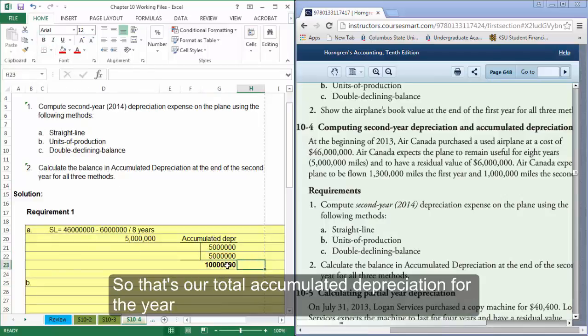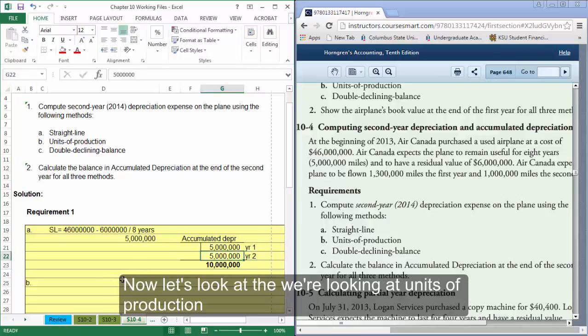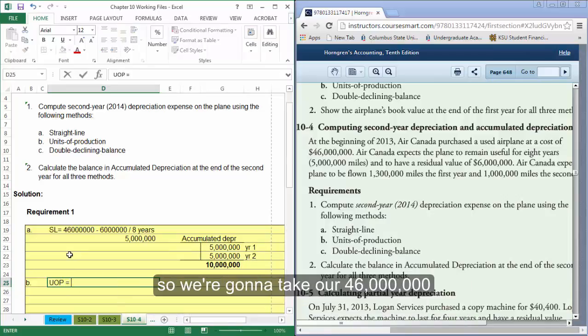So that's our total accumulated depreciation at year 2. So that was year 1 and this was year 2. Okay. All right, now let's look at units of production. So we're going to take our 46 million.